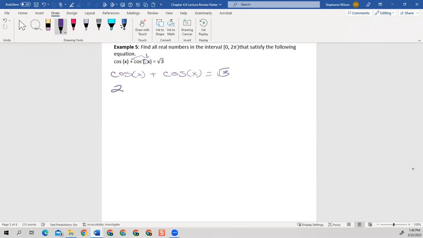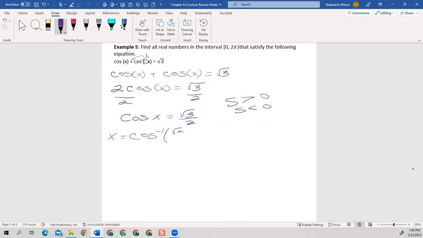Then I'm going to add these two together. So I have 2 cosine of x is equal to square root of 3. Now I can divide by the 2. So now I have cosine of x is equal to square root of 3 over 2. We can still follow the rule that a is not equal to 1, not greater than 1, not negative 1, and not 0. So we look at whether s is greater than or less than 0. When we do that, we take the inverse of cosine.